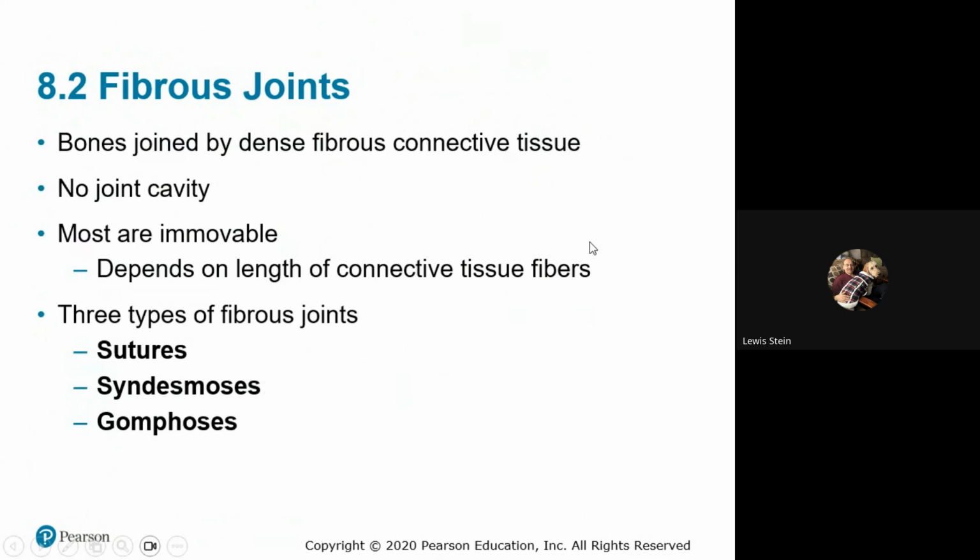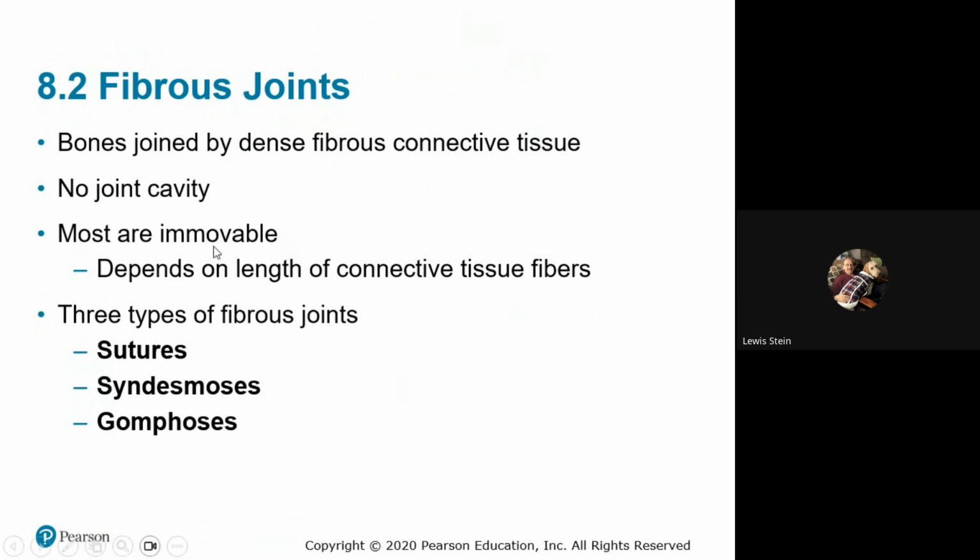Here we go. Pardon me. Dense, fibrous connective tissue. Not just collagen fibers, but really a combination of fibers that structurally have less give. There is no joint cavity. Most are immovable. I'm just reading it to you, and it has to do with the length of the fibers. The shorter they are, or as they shorten, it becomes less mobile. The longer they are, like those fontanelles in the skull, they have a certain amount of give.